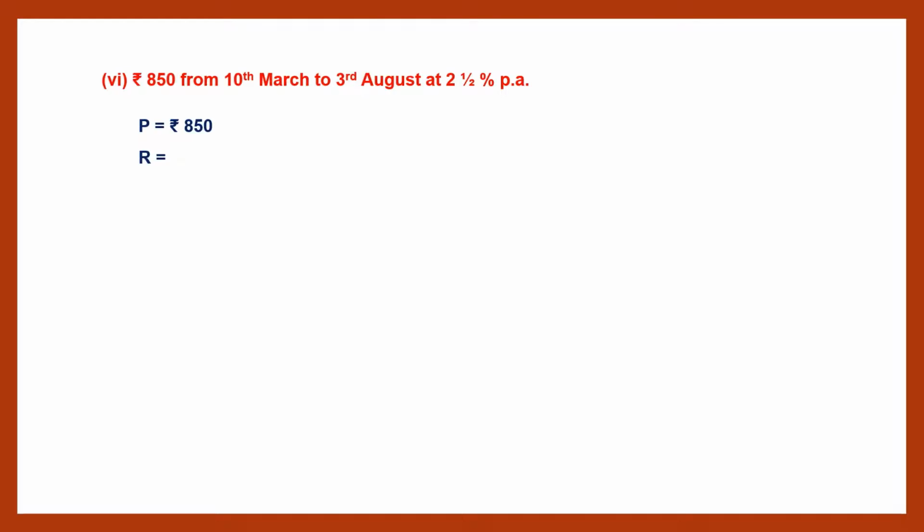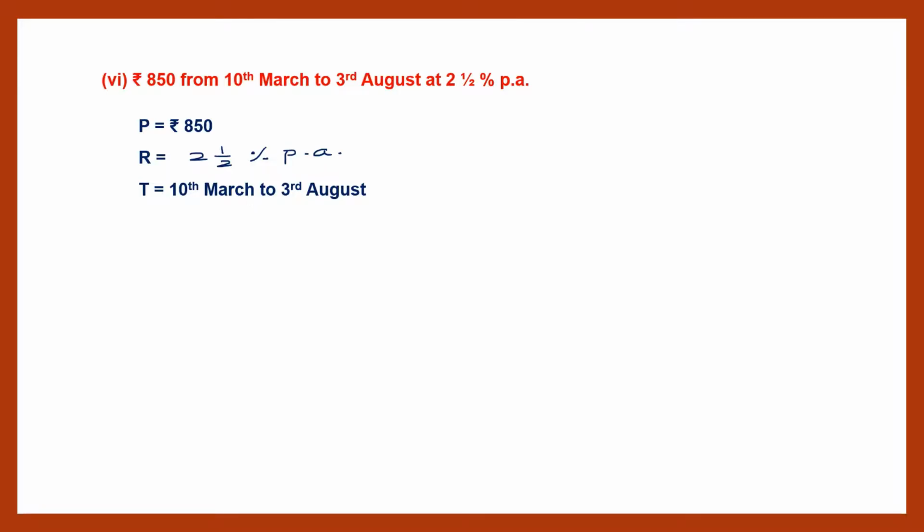So we've been given principal 850 rupees. Rate of interest is 2.5 or 2 1/2% per annum. This is very important, that you see whether it is per annum or not. Per annum means per year. And then time is given to us as 10th March to 3rd August. So once again, we have to find the number of days between 10th March and 3rd August.